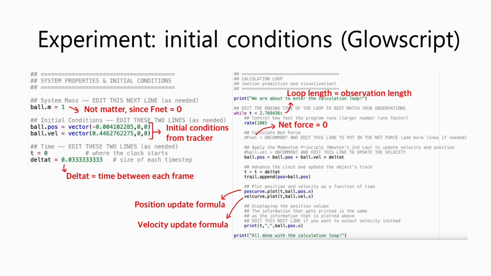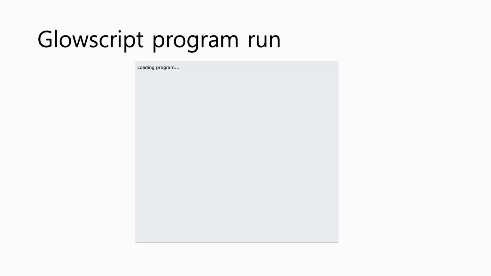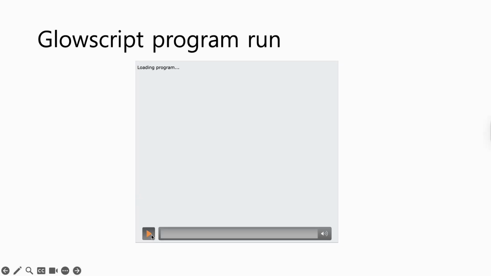Finally, I use position and velocity update formulas, and change them respectively in the program. This is the video of my GlowScript program running.